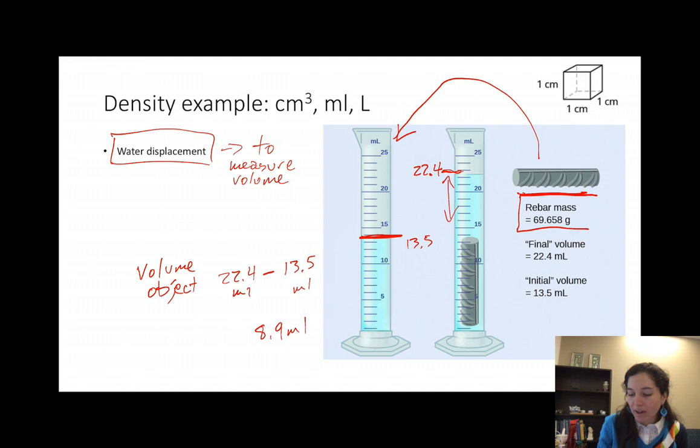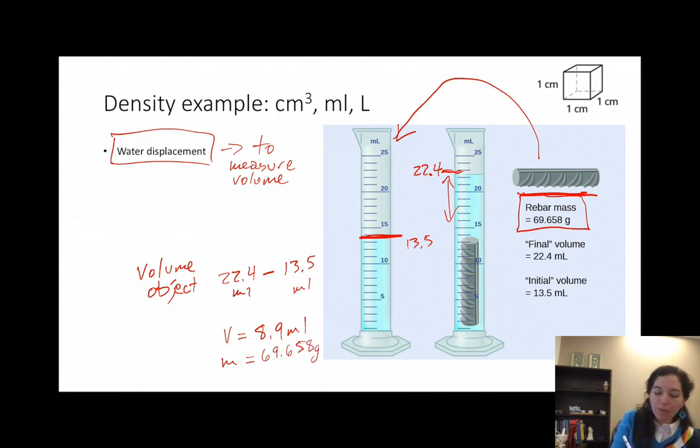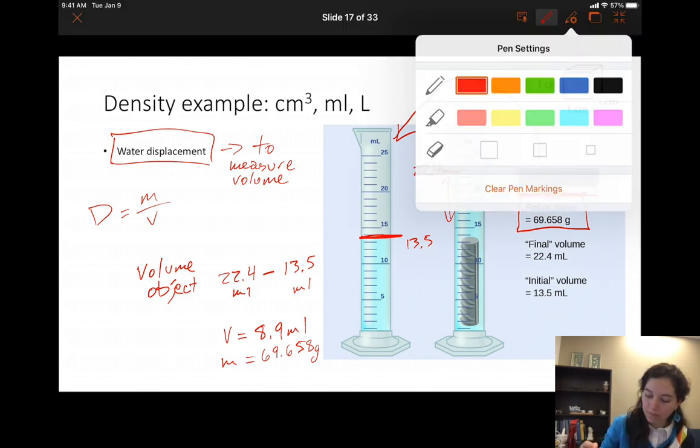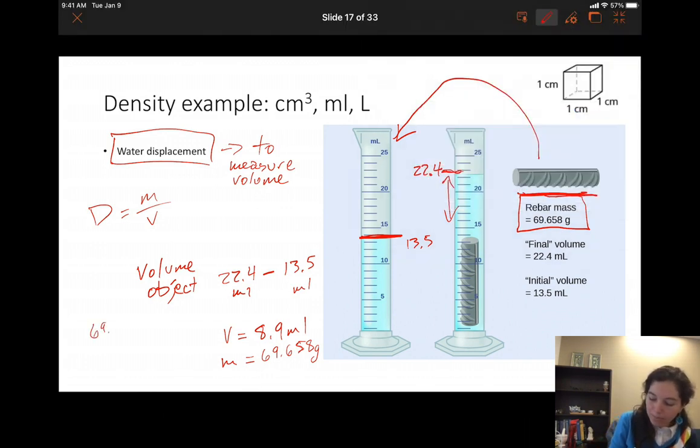Here we have a mass of the object. So this would be if you measured it on the balance and the balance gave you this number. So we have our volume, we have our mass, which is 69.658 grams. In order to determine density, if you remember the formula from the previous slide was density equals mass over volume. So in order to find the density of the rebar, we can take the mass and put it over the volume in order to find the density. Okay, so the mass goes on the top, 69.658 grams over 8.9 milliliters.